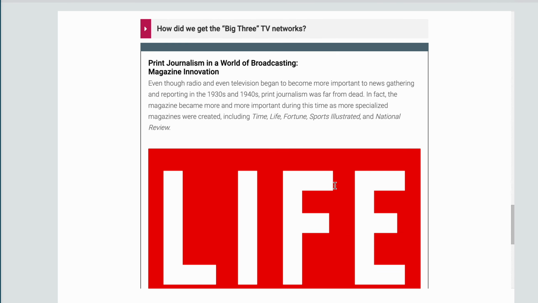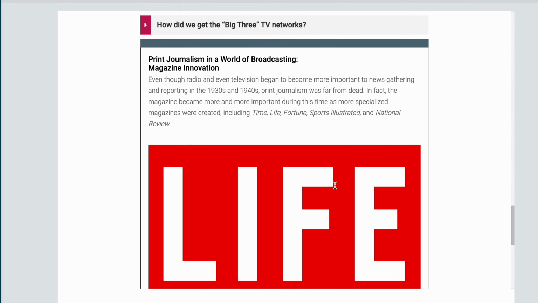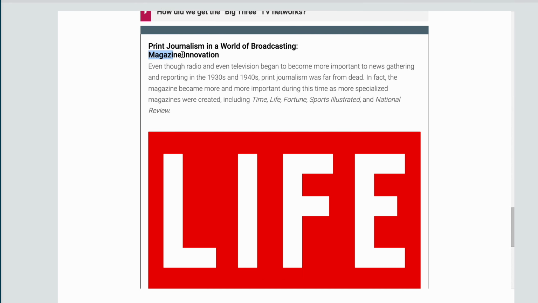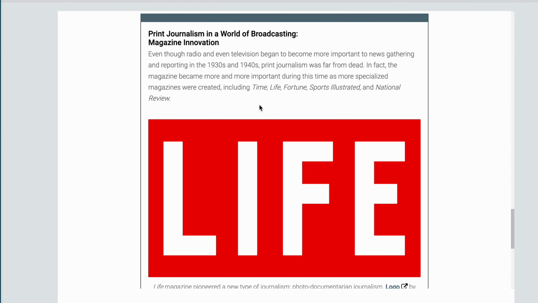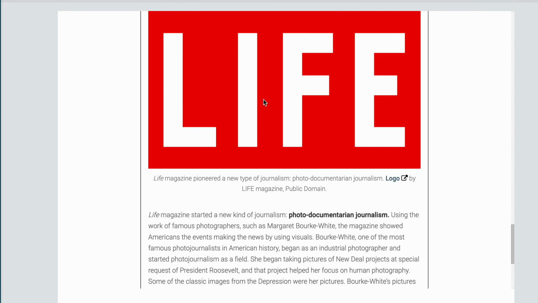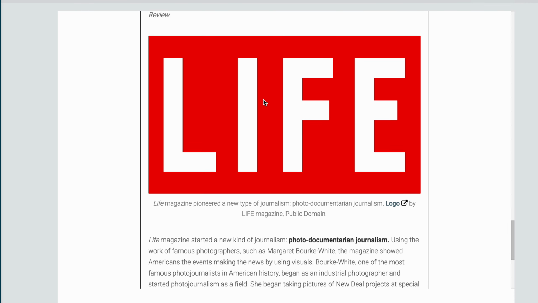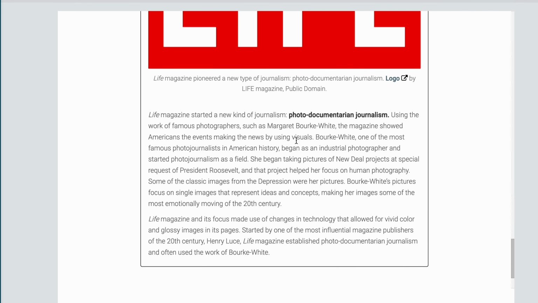And then, because of the radio, printed journalism had to survive during that period of time. So we have the magazines appearing, innovating new ideas, spreading new information, specialized in specific topics about life, about fortune, about sports, about cars. And then we have photo documentarian journalism, in which they started adding photos to newspapers and also magazines as a kind of delivering and spreading information.